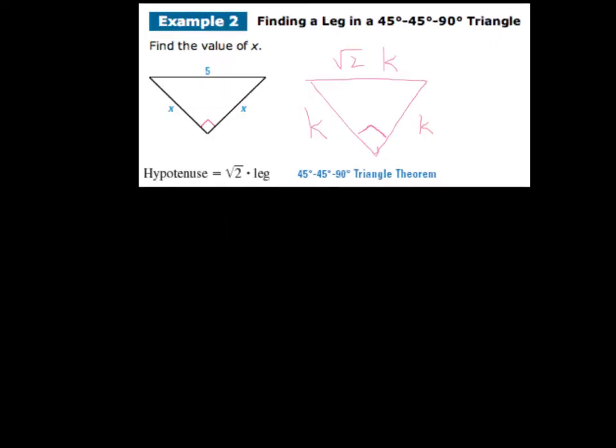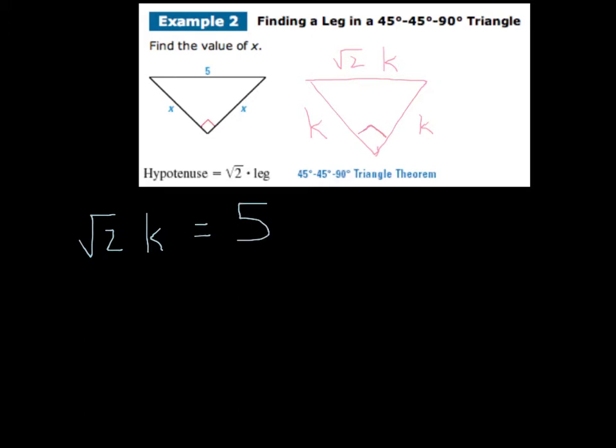Continuing to work on goal 1, we're still looking for lengths of sides. This time, we're looking for the length of one of the legs, and we've been given the length of the hypotenuse. And so all I'm going to do is associate the length of the hypotenuse with something on the actual model that we started with. So, radical 2k is the hypotenuse in our model, and the value of the hypotenuse in our example is 5.